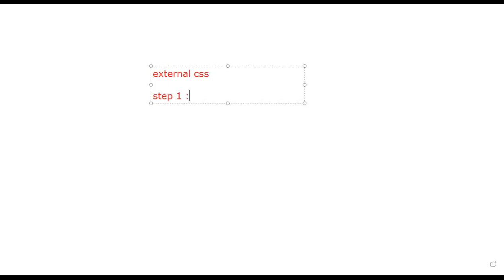Step one. The first thing is that you have to create a CSS file, and then save that file with the name, what? Style.css. You have to create a CSS file and save it with the .css extension. We are not allowed to save this file with the .html extension. You need to save this file with the .css extension.